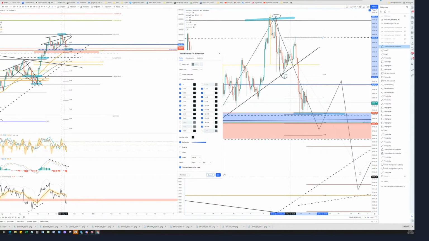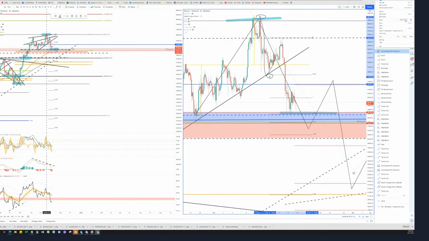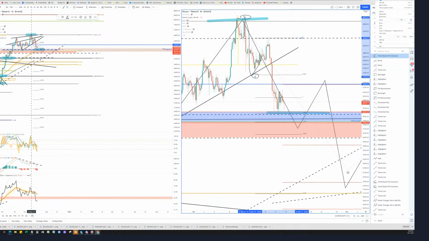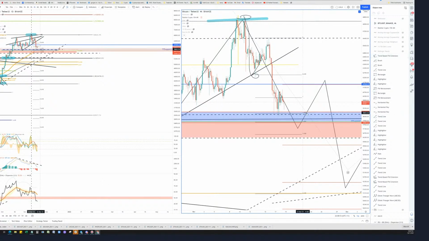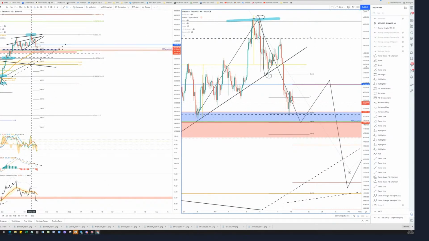Okay, what we have, and unfortunately I might be able to just increase the size of the browser, and you can see here that level was the 1.272 extension. So the 1.272 is okay, but the next level where the red is the 1.414 and the 1.618. So it's acceptable for it to come down to these levels as well with the correction, with the ABC correction.